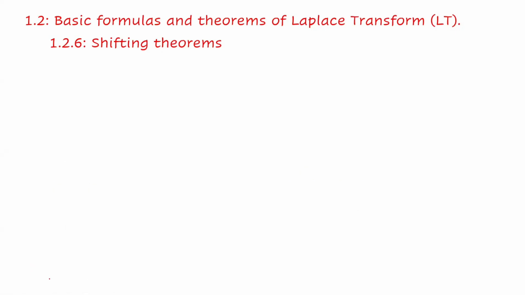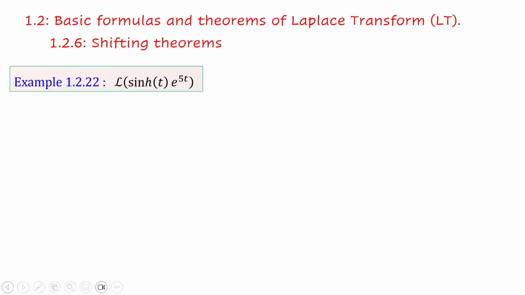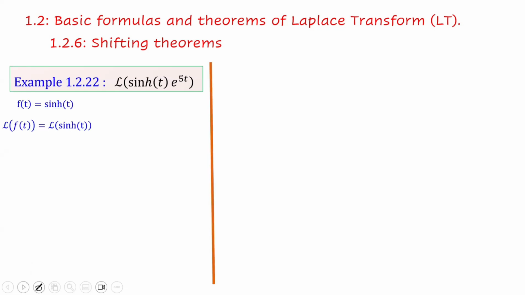Now we'll have our next example, which is sine hyperbolic t e to the power 5t. So we already know the transform of sine hyperbolic t. Let f(t) equal sine hyperbolic t. So the Laplace transform of sine hyperbolic t is equal to 1 over s square minus 1.